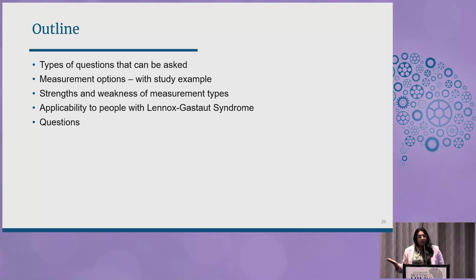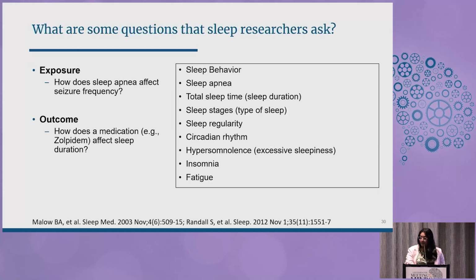And so today we'll talk about what types of questions can be asked, the measurement options, the strengths and weaknesses of these options, and then do these options really apply to people with LGS? And that's an answer that we don't fully know yet. Okay, so what are some questions that sleep researchers can ask? One way that I like to think about this is, are we looking at exposures or outcomes?